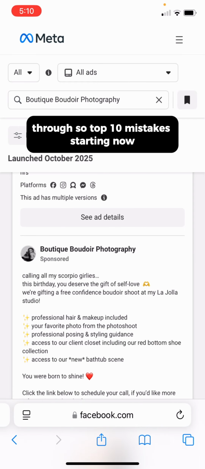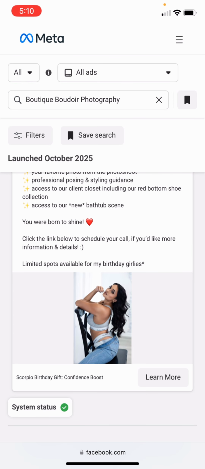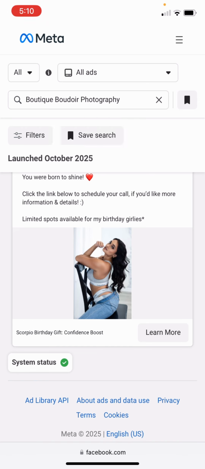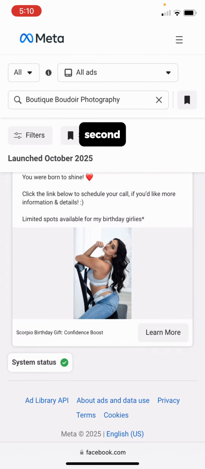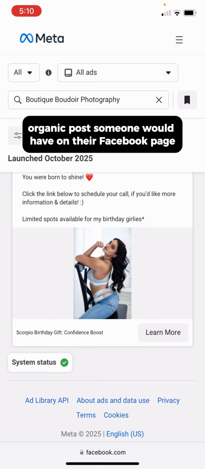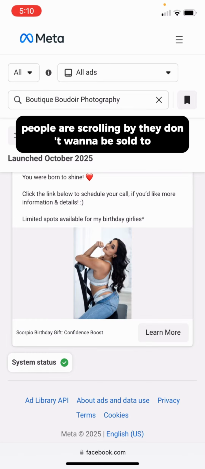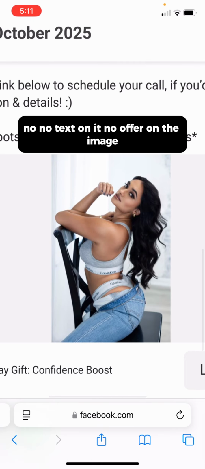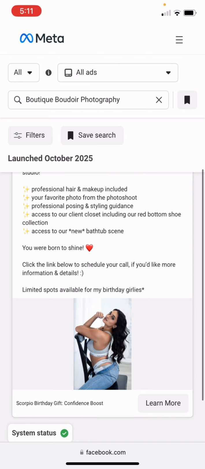So, top 10 mistakes, starting now. The first one is: does it look like an ad? No, it doesn't look like an ad. It looks like an organic post, and that's what we want. We want it to look like an organic post someone would have on their Facebook page, because if it looks like an ad, people scroll by. They don't want to be sold to. And the reason this doesn't look like an ad is there's no text on it, no offer on the image. So that's good. No mistake there.